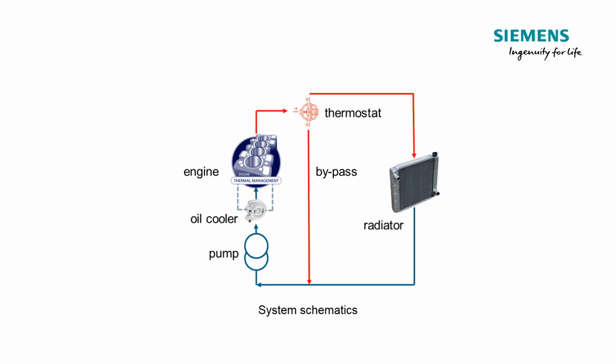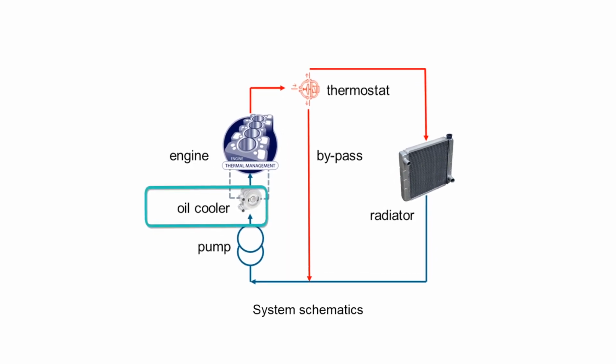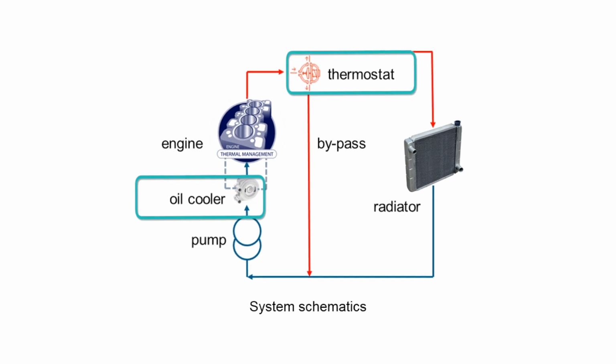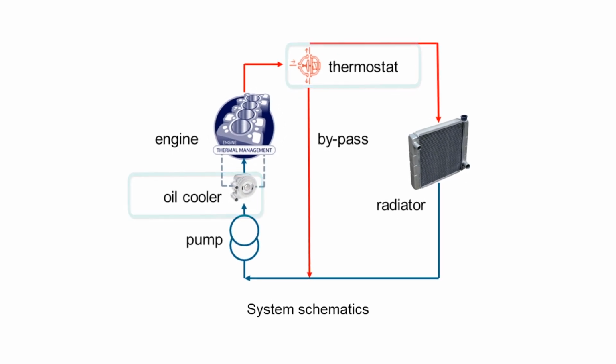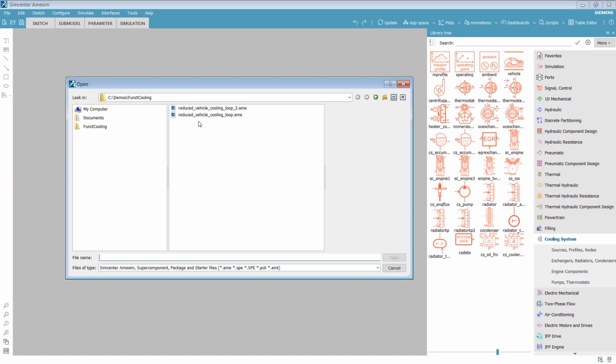Here you can see the sketch of a typical automotive cooling system. In this example, the model features an oil cooler and the temperature is regulated with a thermostat. Let's now open a corresponding SimCenter AmSim model.